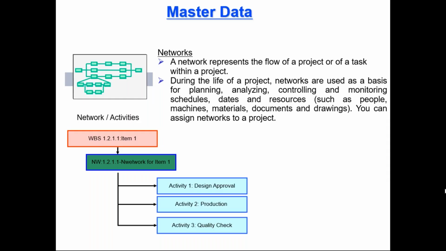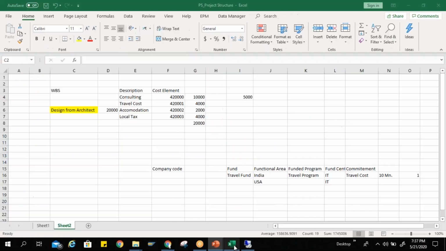A network is basically a network of activities, the group of activities which we perform to complete a task. Generally, let's say in my example, when I say design from architect, this is my task, but to complete this task I can have multiple activities. What are these activities? My activities can be finding a suitable architect, design architect. This is one of the activities. It will take some time.